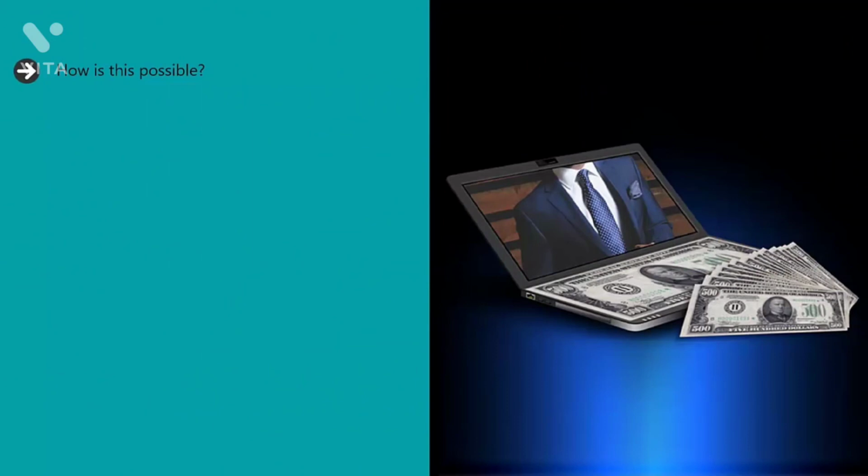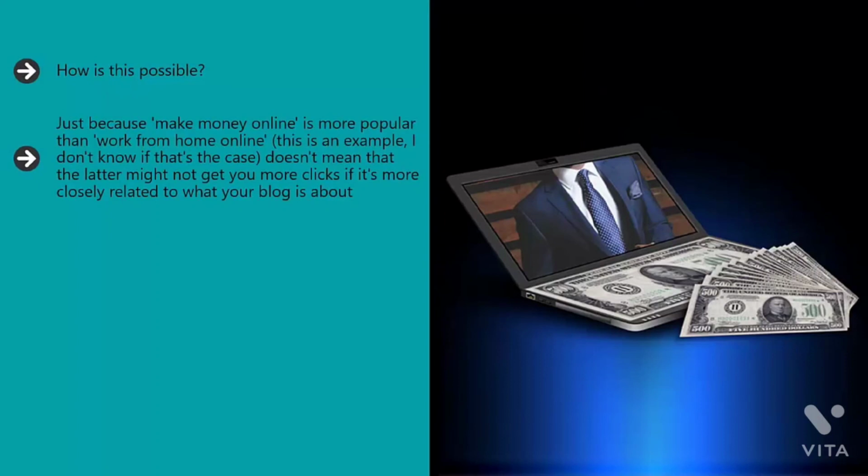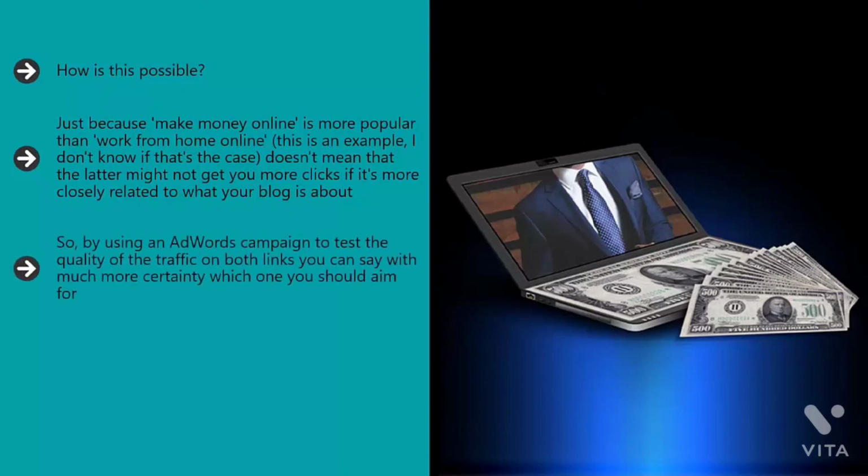How is this possible? Simple. By using AdWords to be the sponsored link on a few different search terms and to see which ones bring you the most traffic and the most clicks or sales. Just because make money online is more popular than work from home online, this is an example, I don't know if that's the case, doesn't mean that the latter might not get you more clicks if it's more closely related to what your blog is about. So, by using an AdWords campaign to test the quality of the traffic on both links, you can say with much more certainty which one you should aim for.